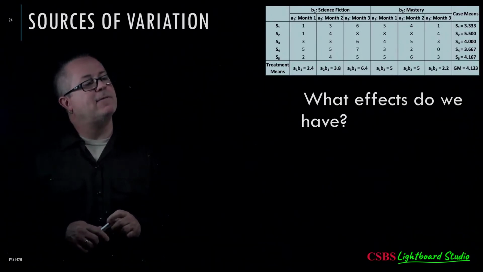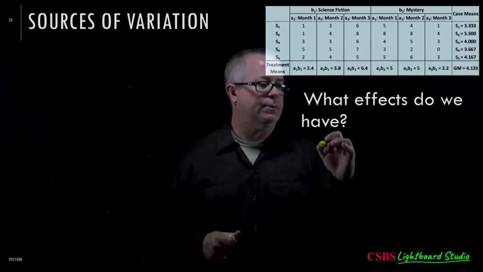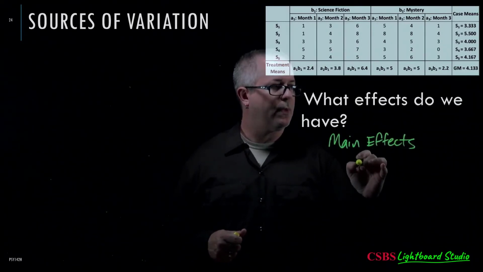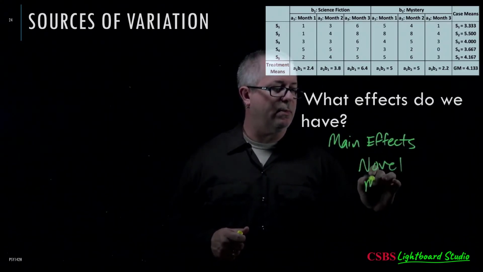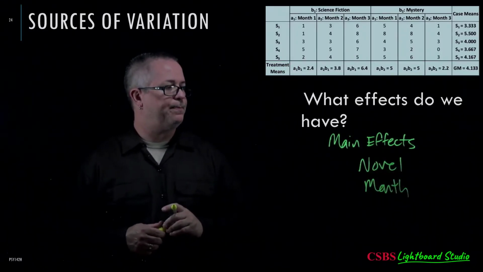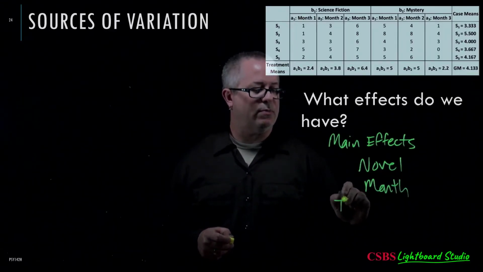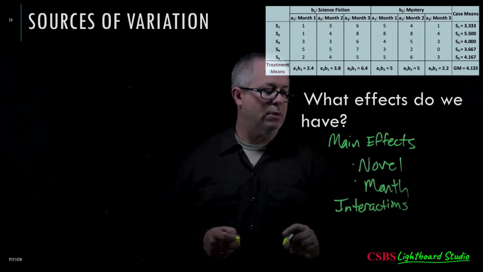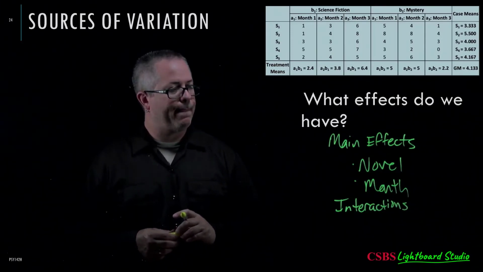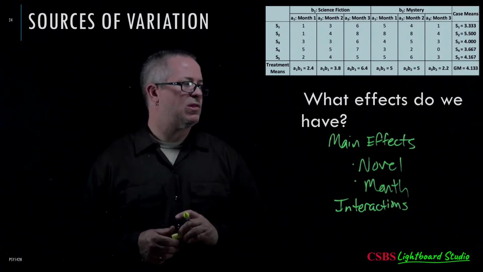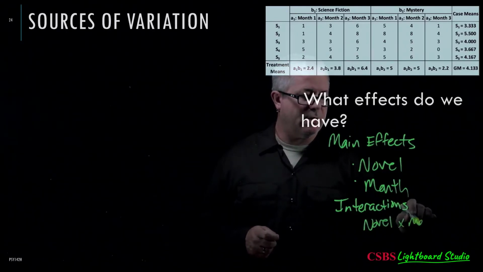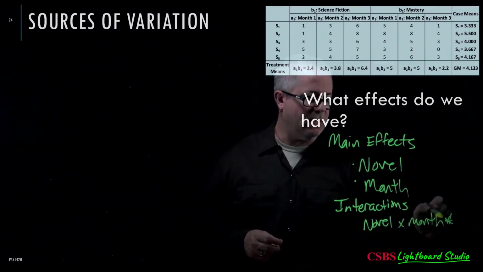Maybe. There are two main effects. What are the two main effects? Say it again, in month? Yeah, so we've got novel and month. Those are the two main effects, right? What about interactions? There's actually multiple. So what was the interaction you were thinking of? So we have a novel by month interaction, and that's usually an interaction that we're probably interested in.